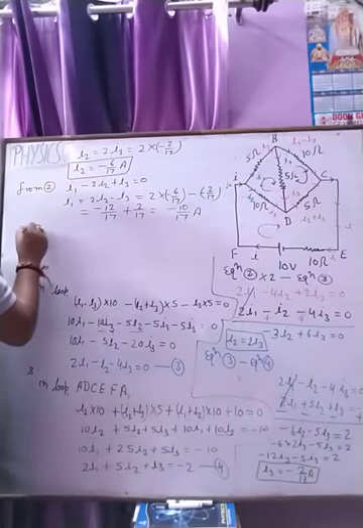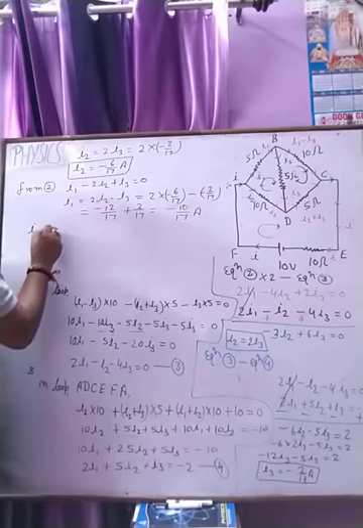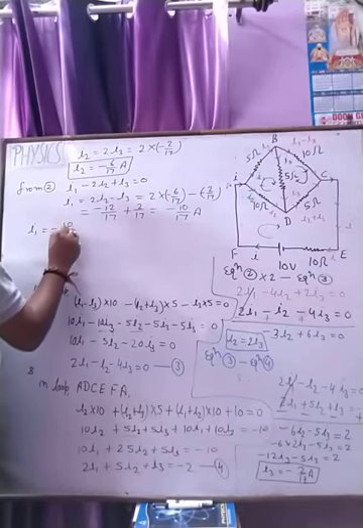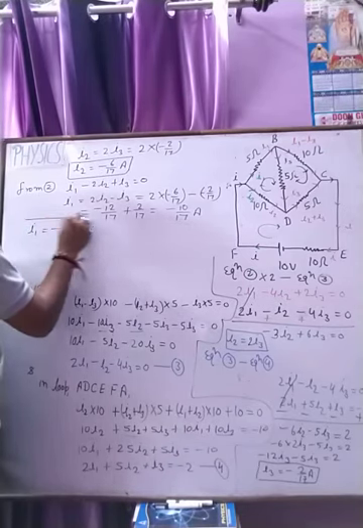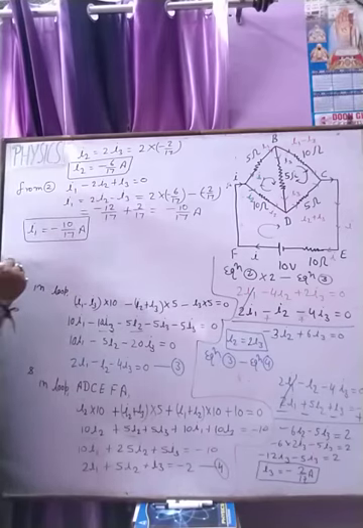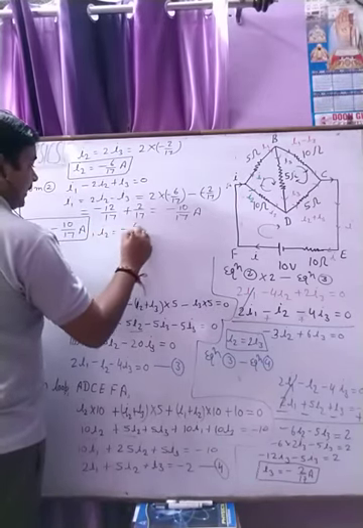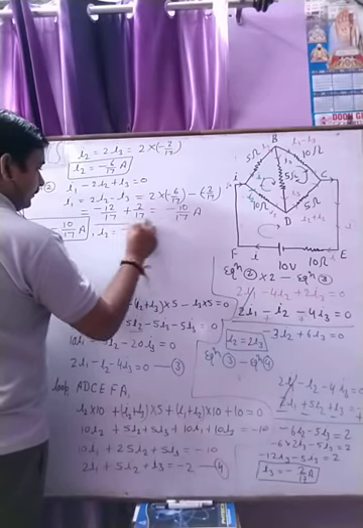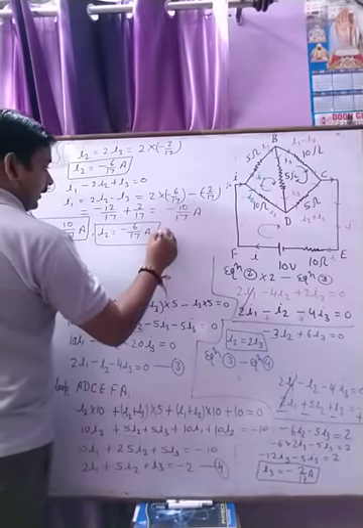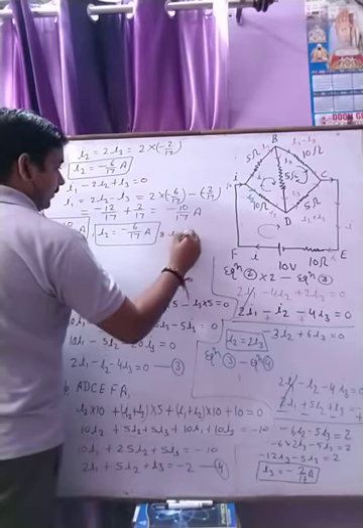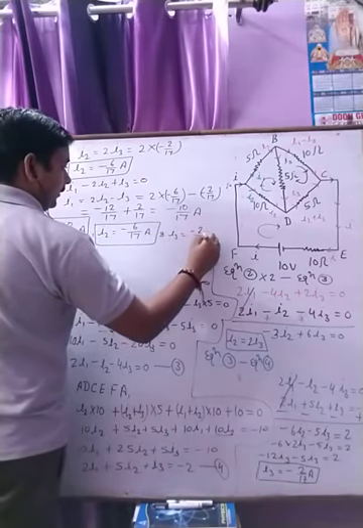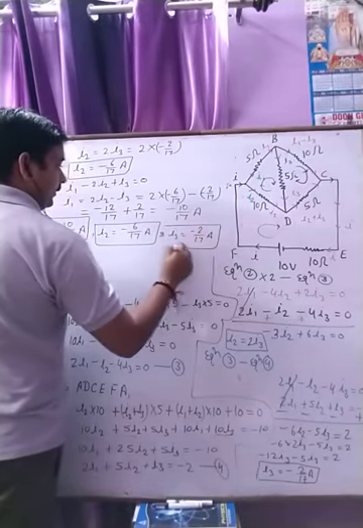Therefore I1 equal to minus 10 by 17 ampere, I2 equal to minus 6 by 17 ampere, and I3 is minus 2 by 17 ampere.